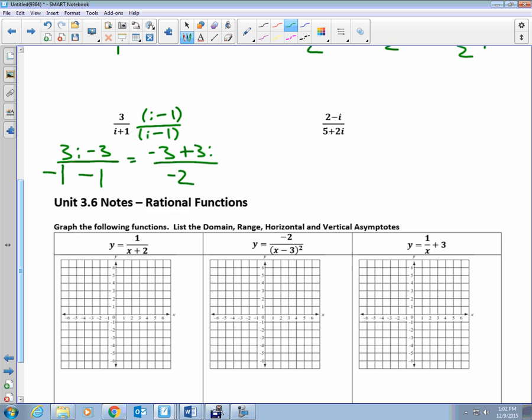I will accept that as an answer. However, don't be surprised if your book or myself write it like this. -3 over -2 is 3 halves, and 3i over -2 would be a minus 3 halves i. So either one of these is acceptable.